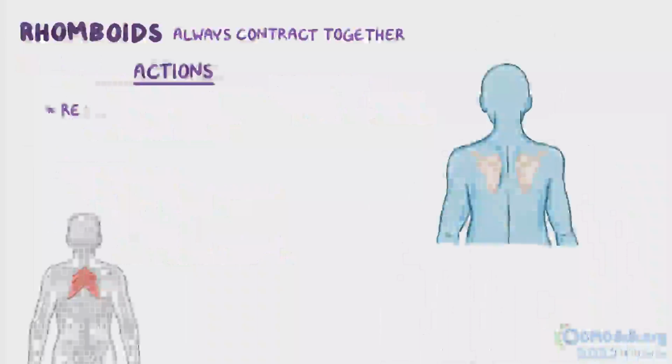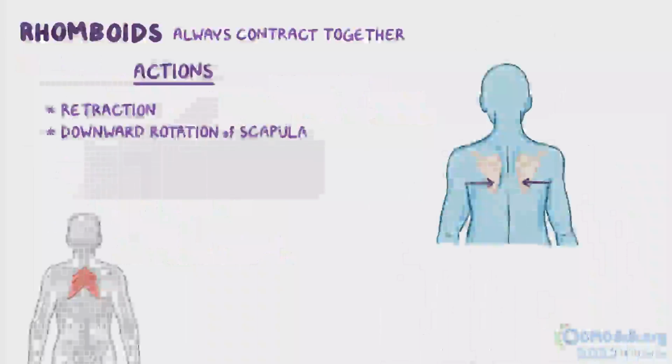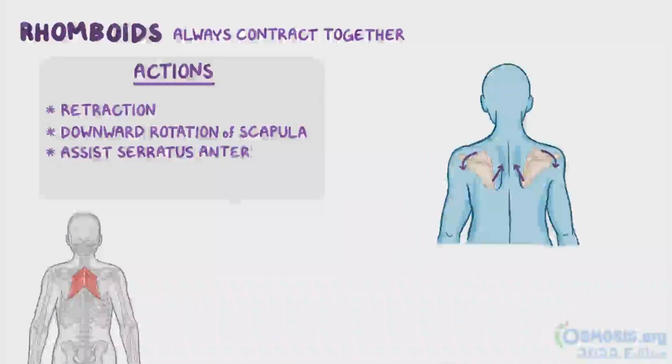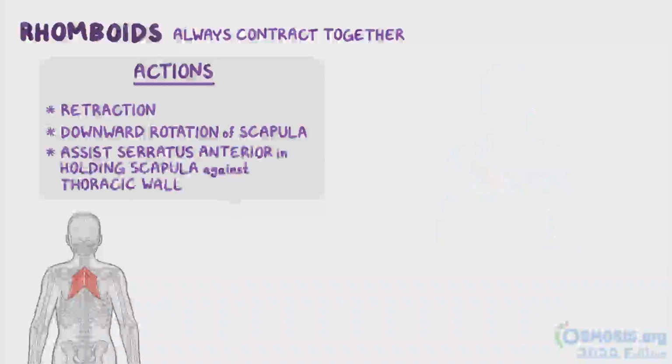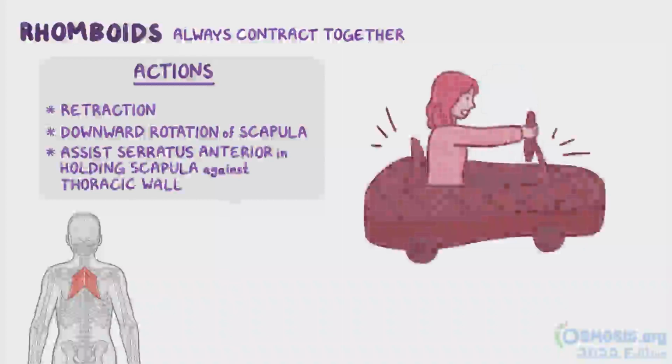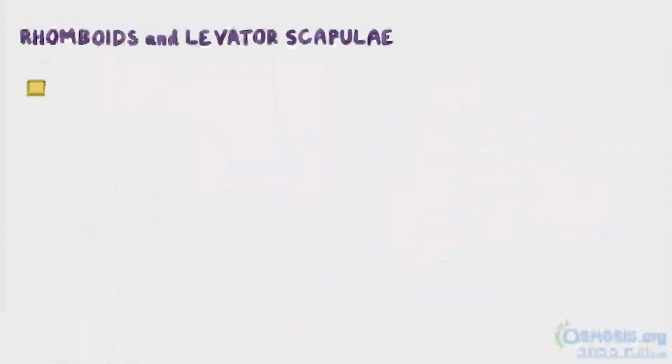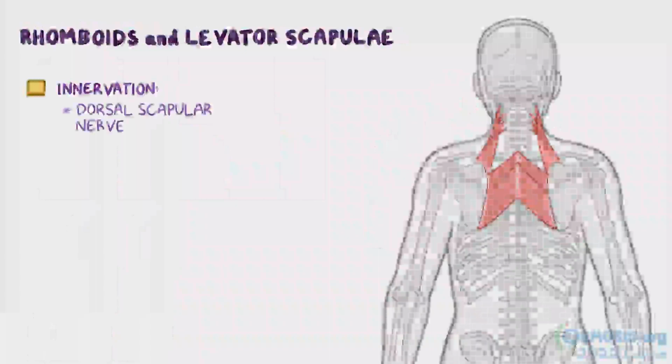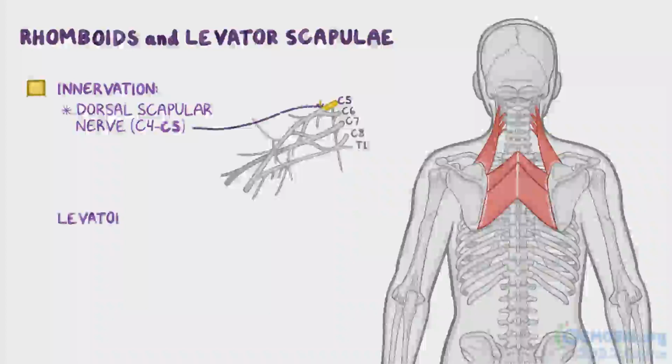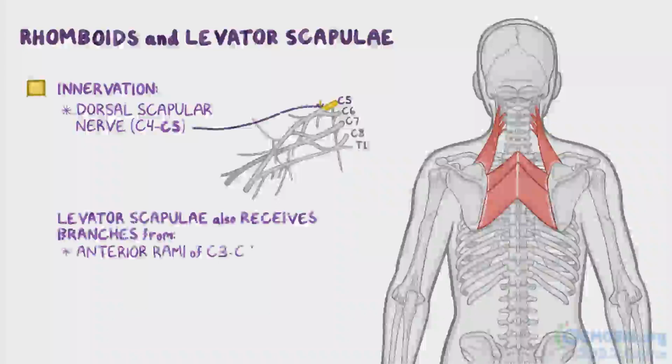Rhomboid minor and major always contract together to produce retraction and downward rotation of the scapula. They also assist the serratus anterior in holding the scapula against the thoracic wall. These movements enable us to forcibly lower the arm, like when driving a stake, but not like literally driving a stake. The rhomboids and the levator scapulae are all innervated by the dorsal scapular nerve, which arises from the anterior rami of C4 and C5, with the levator scapulae also receiving branches directly from the anterior rami of the C3 and C4 spinal nerves.